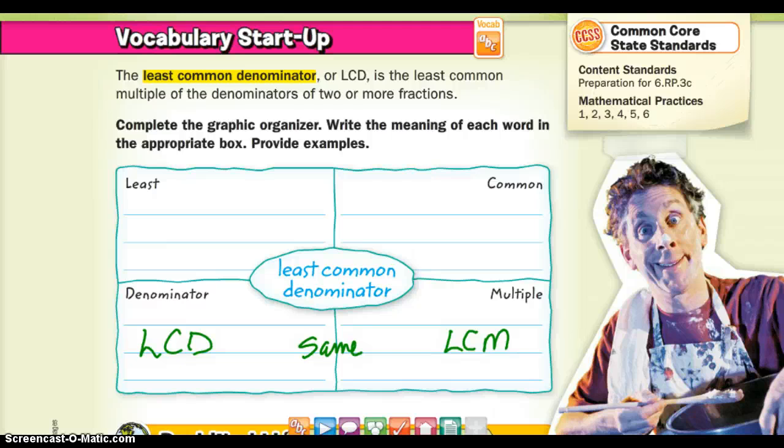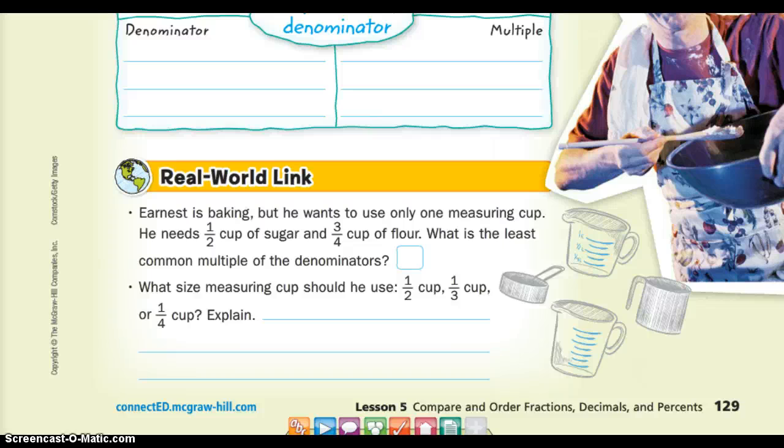Okay, so in our real world link, we've got Ernest who's baking, and he needs a half a cup of sugar, 3/4 cup of flour, and we're looking for the common denominator. The common denominator of a half and 3/4 is 4. Now, if we have 1/2, 1/3, and 1/4, what is the common denominator of 2, 3, and 4? You guessed it, the common denominator of 2, 3, and 4 is 12.